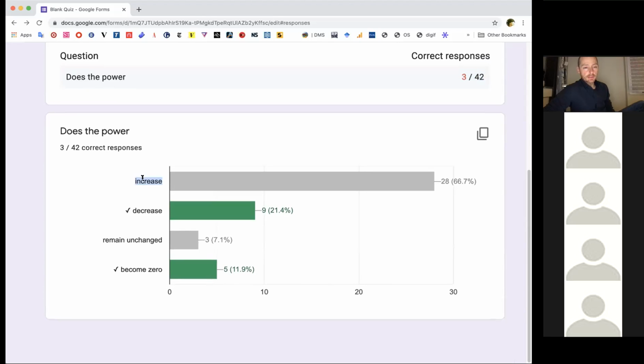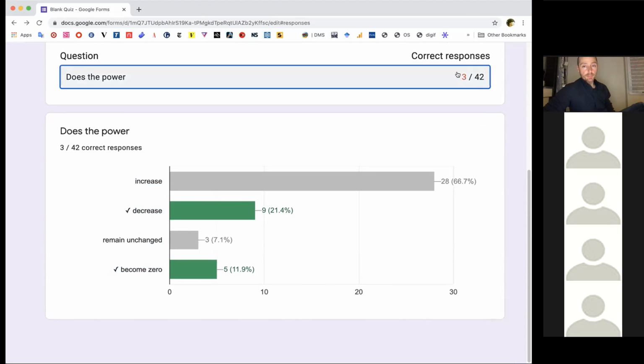Does the power increase, decrease, remain unchanged, or become zero? If it becomes zero, of course, here there's a certain power that I can extract, so if it becomes zero, it also decreases. So maybe this was a bit of a tricky thing. You can have multiple answers that are correct here, right? Because it has to decrease to get to zero. So you need to check both, decrease and become zero. And only 3 people got this right.